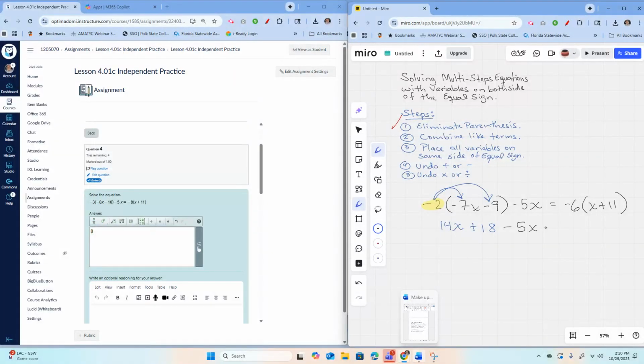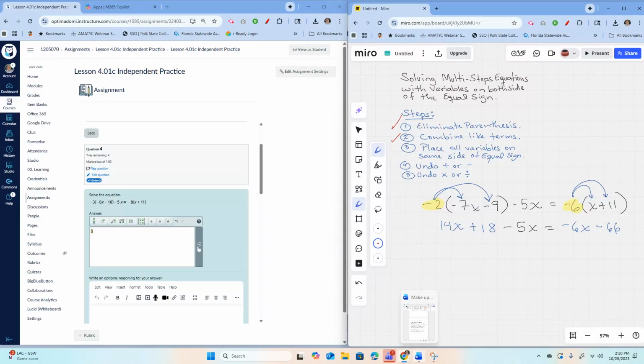Now, when I go after the equal sign, I see I have another parenthesis. So the negative 6 is going to multiply everything that is inside that parenthesis. So negative 6 times x, negative 6x, negative 6 times positive 11, that will be minus 66. And we did step number 1.